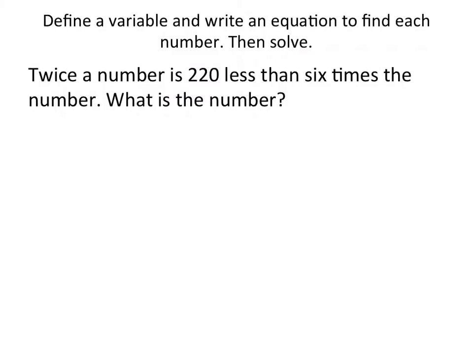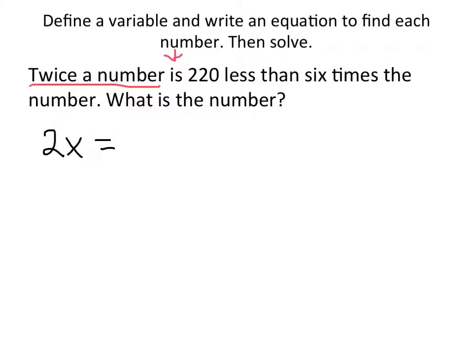Alright, what we have here is a word problem. We're going to define a variable and write an equation to find the number. So here we go. Twice a number is 220 less than 6 times the number. What is the number? Alright, let's break this down. I see that I get twice a number. Then I have the is, which represents the equal sign. And so twice a number is the left-hand side. Twice means to multiply by 2. And I don't know what the number is, so I'm going to use a variable to represent that.